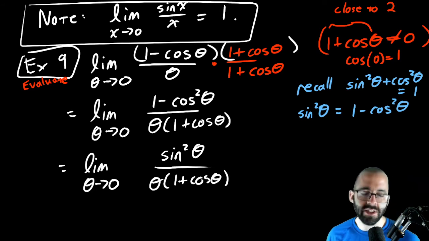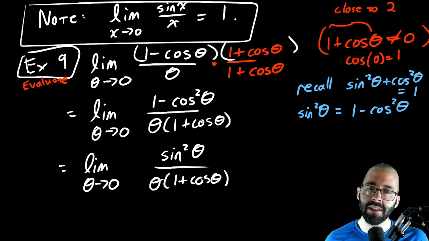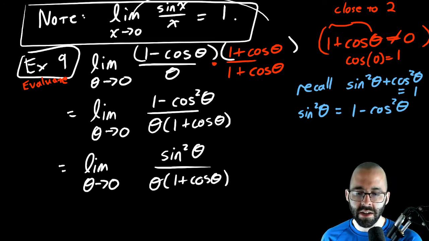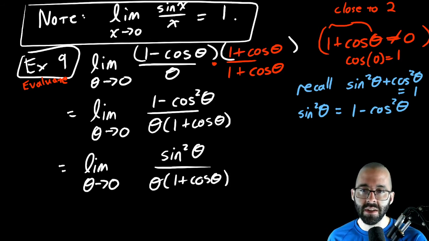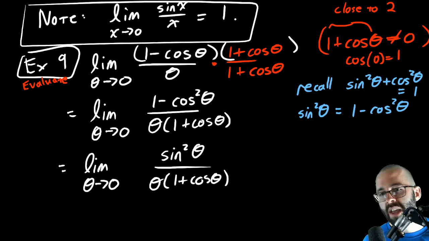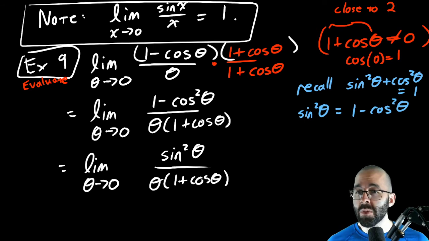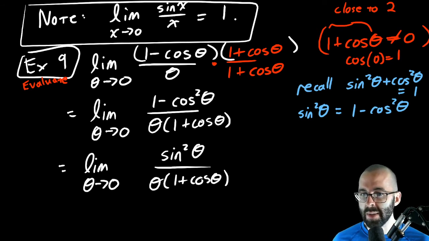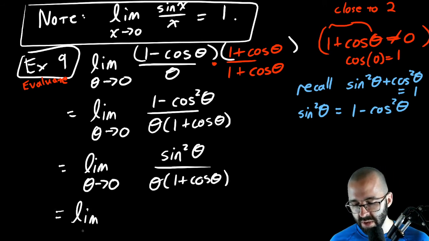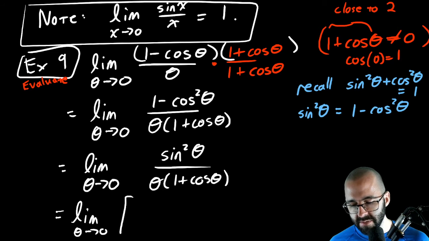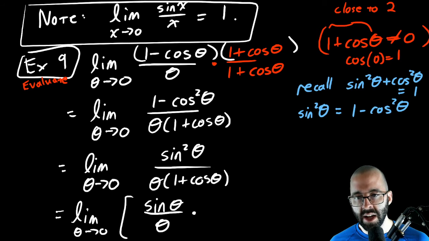Now still, you might be saying, Jason, this is not looking any better. Why did we want sine? I told you we wanted sine because I wanted to use this property at the top. And notice that we almost have that property. And we can get that property maybe with limit laws. When I say maybe with limit laws, look at this. This is going to be sine of theta divided by theta times the leftovers. This is what we want.